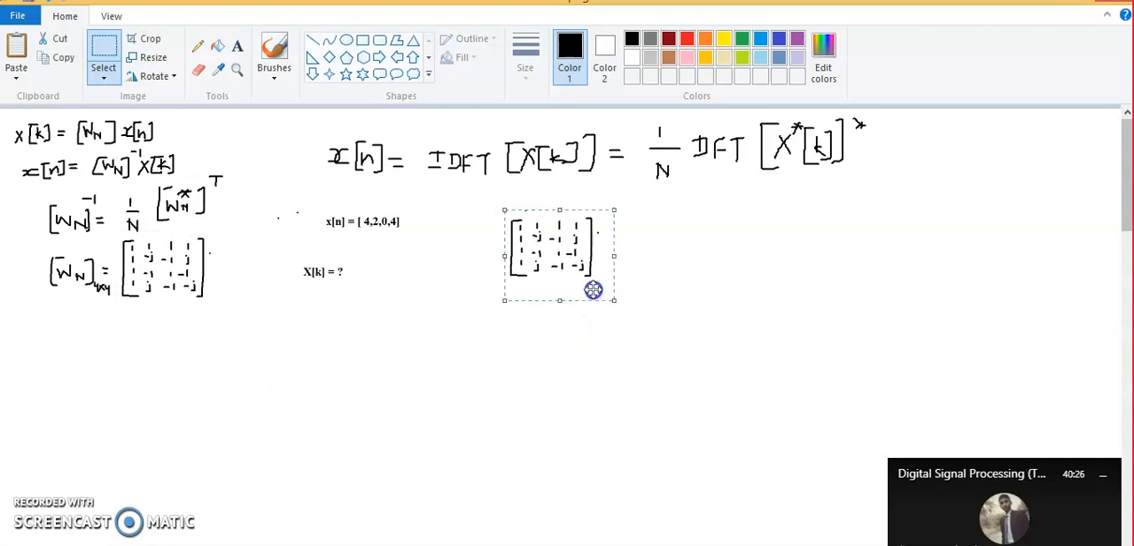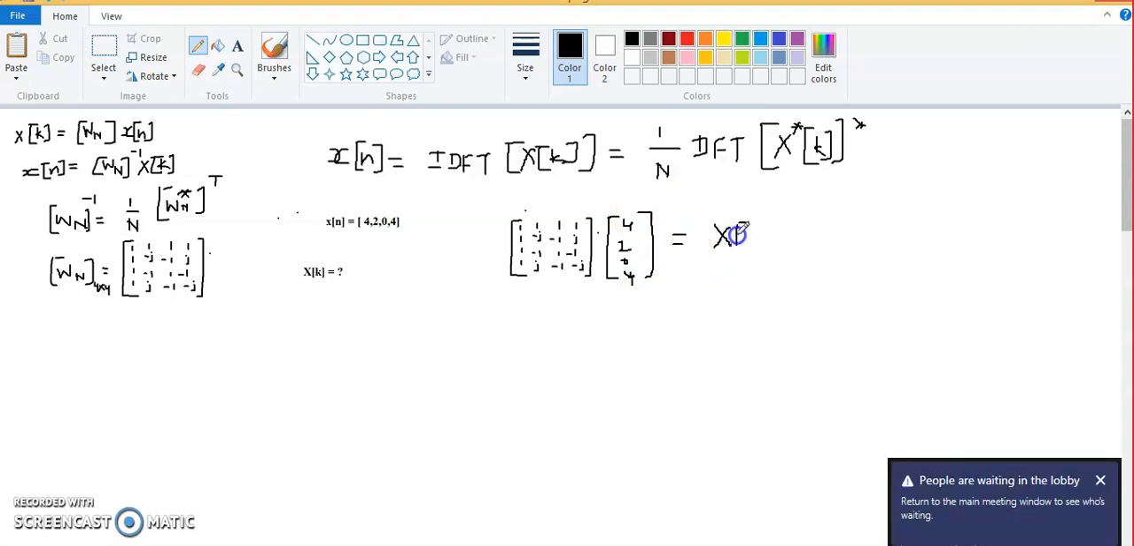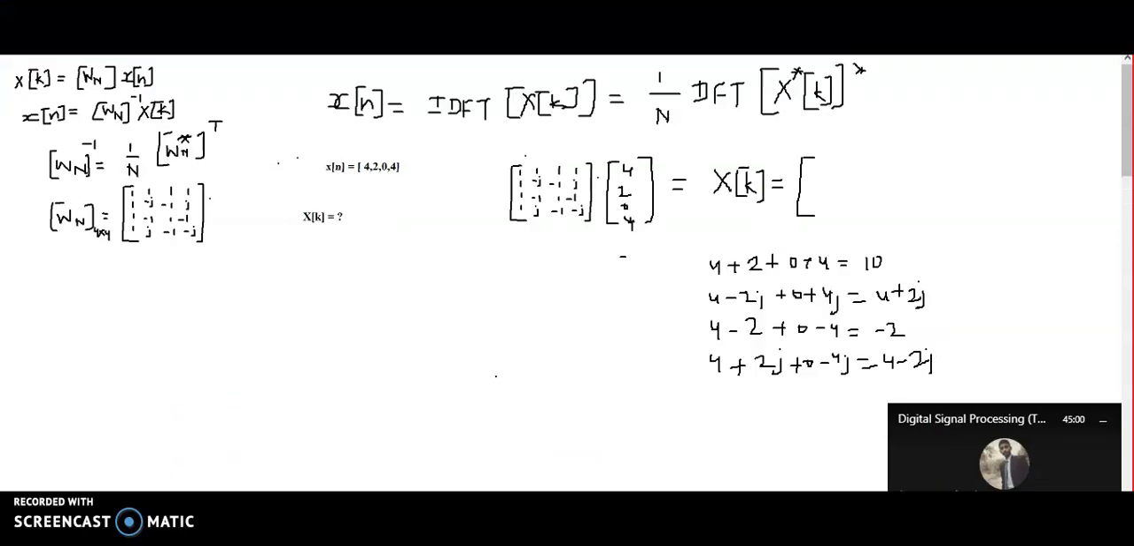This means this W matrix multiplied by the xn matrix 4, 2, 0 and 4. This will give you the xk matrix. So what will be its value? Tell me, what will be its value? Okay, so this will be your xk after matrix multiplication.